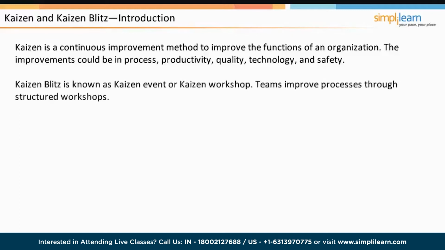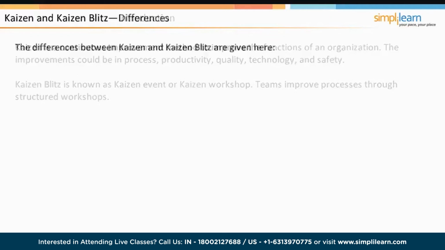Kaizen Blitz is known as Kaizen Event or Kaizen Workshop. If the event is tightly defined and the scope is evident for implementation, processes can be easily changed and improved. Teams could improve processes through creative problem-solving methods in structured workshops over a short timescale. The next screen will provide the differences between Kaizen and Kaizen Blitz.